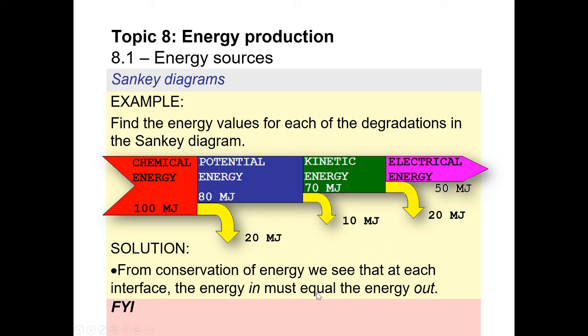The energy out has to equal the energy in. This is the law of conservation of energy. So if I take 50 plus 20 plus 10 plus 20, I have to equal what I had originally, which is 100. So what is the overall efficiency of this engine?